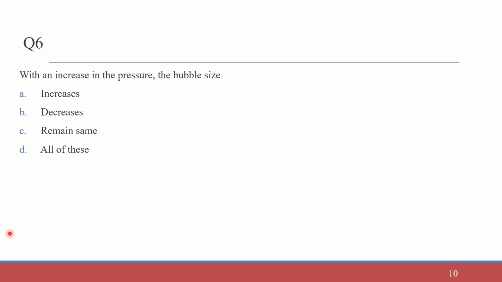It cannot be all of these and it cannot be increases. In general, if you are increasing the pressure itself, that pressure will actually break down the size of the bubbles, and these bubbles will shrink in size. Therefore the right answer is it decreases. Option B is the right answer. With an increase in pressure, the bubble size decreases. I hope it is clear now. We'll go to the next question, question 7.